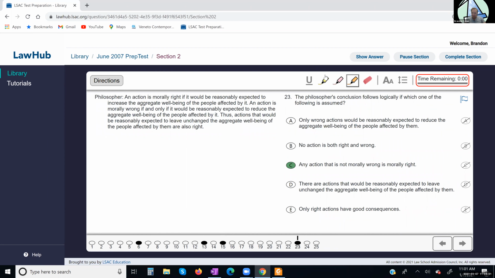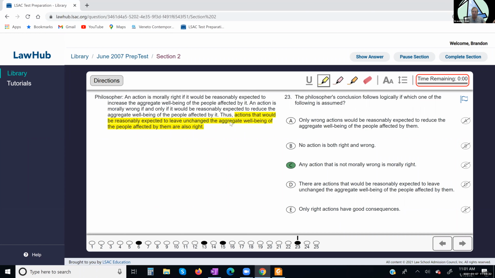Moving forward, sufficient assumption: if assumed, the conclusion follows logically. Again, same format as we've seen a bunch. Now, this one ends up being a language jump that gets a little more challenging. You're getting to later questions in the section. It is going to relate to language jump, but they have a little misdirection here. They love misdirection on this test.